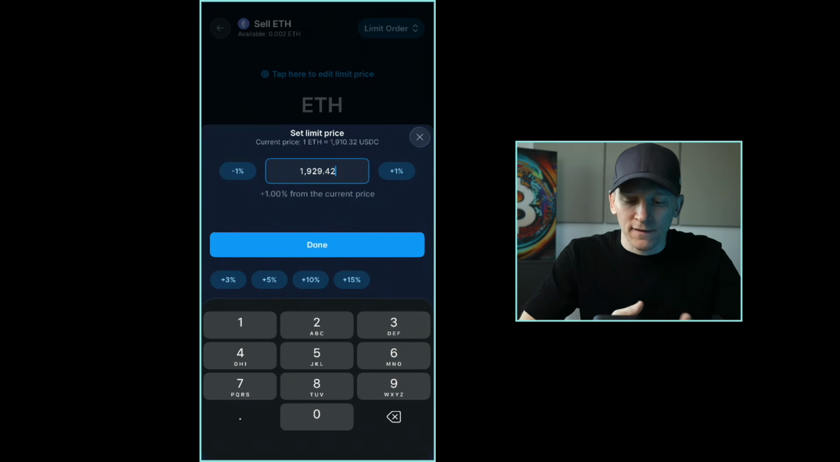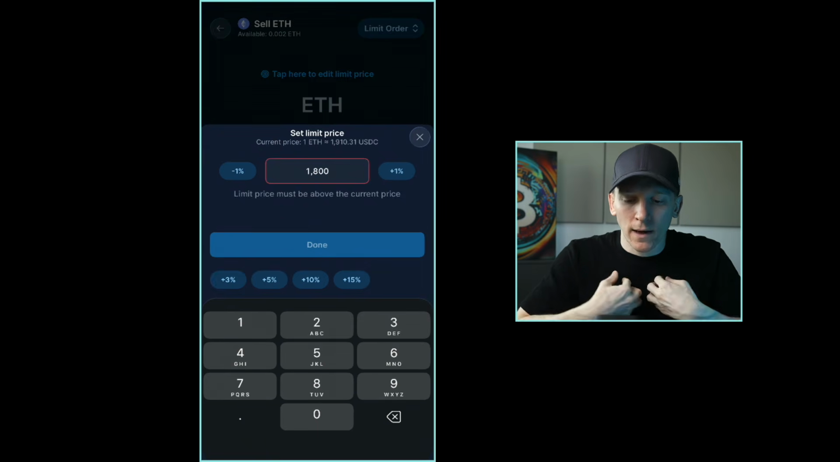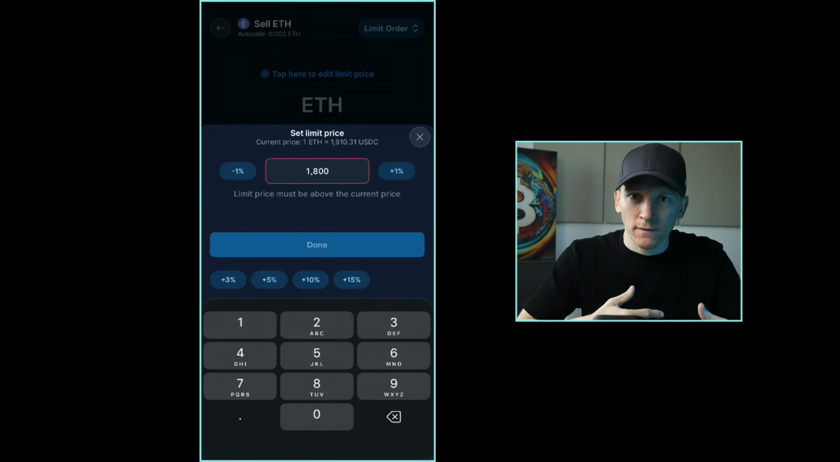So when you're selling assets, again, we're looking at a price that is better than the current market price. When you're selling, that's above the current market price. If the current market price is $1,900 and I give a price of $1,800, then my limit price is below the current market price. There's no point to use a limit order, right? You would just sell at a market order because it's a better price than this.